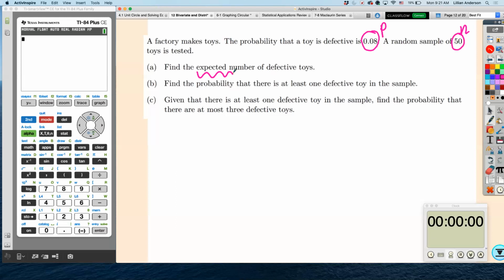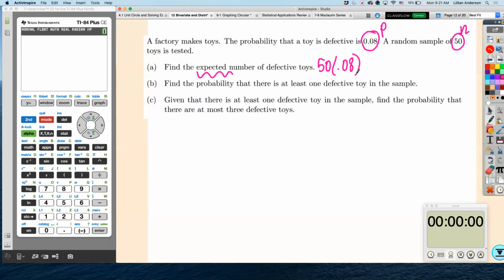How do I find expected value? X value times its probability, or in this case, my N times my P. If I have 50 toys in the sample and I'm trying to figure out how many are defective, I just multiply the two together. Just like if I'm a 75% free throw shooter and I shoot 100 free throws, I'm expected to make 75 of them.